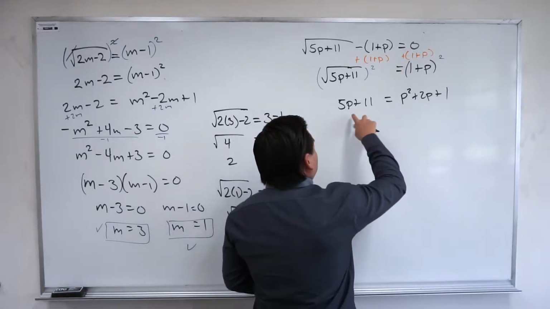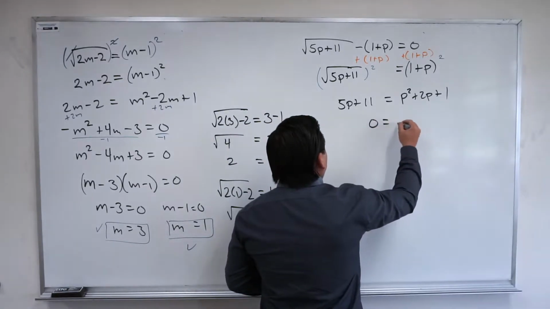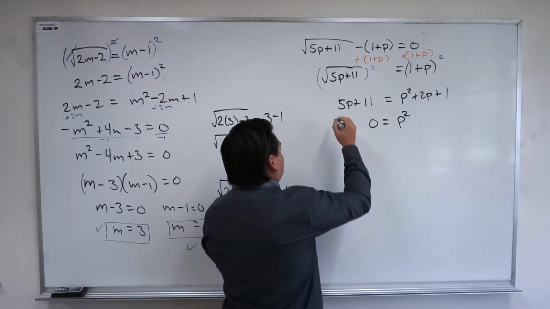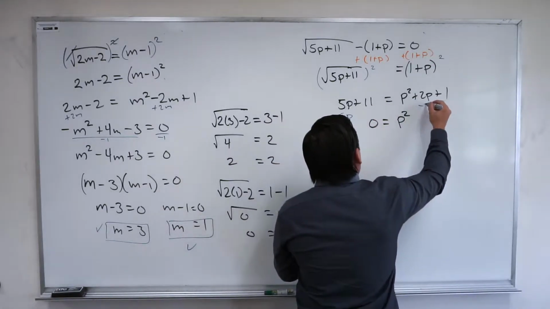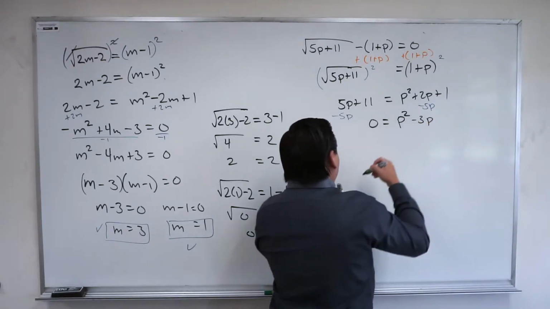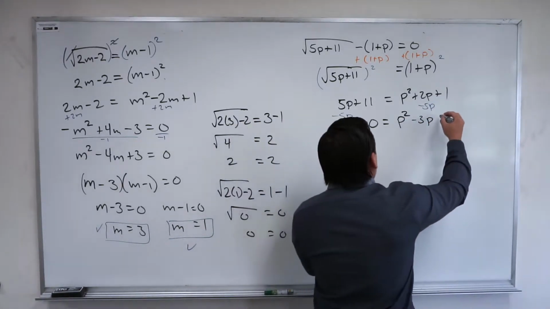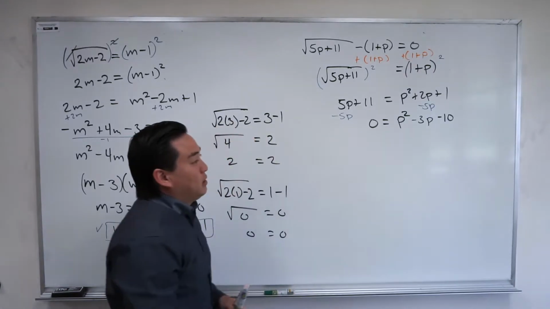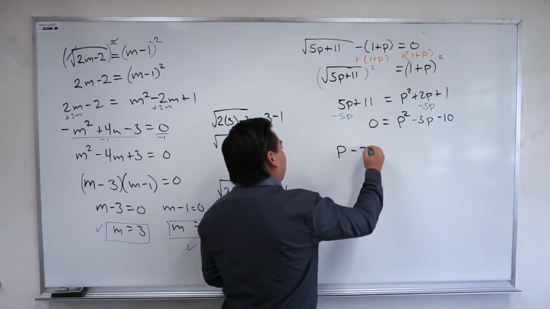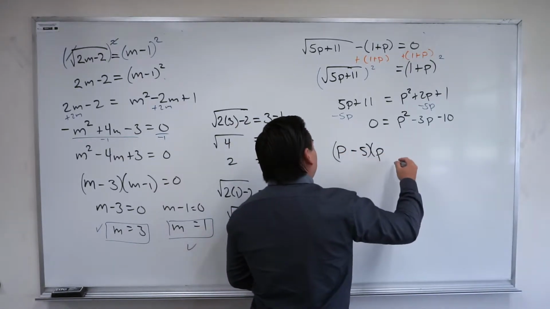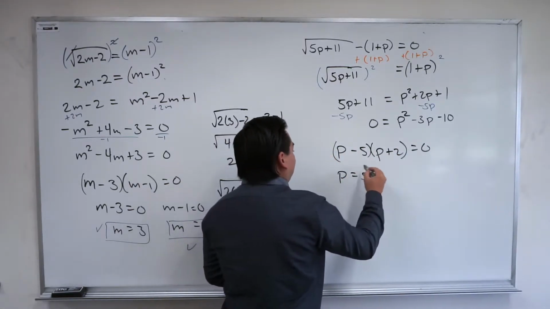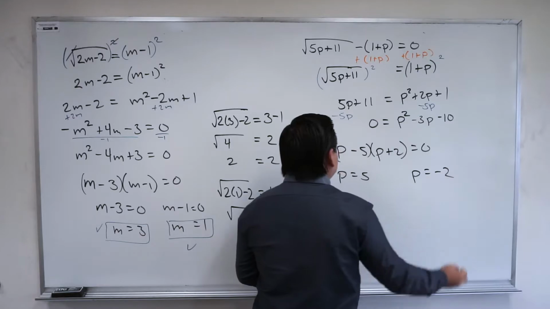And then solve. So I'm going to bring it over on the other side this time, just to show you that you can. If I subtract 5p, you get minus 3p. And then if I subtract 11 to both sides, I get minus 10. So the factors here are going to be p minus 5 times p plus 2 is 0. So here p is equal to 5, p is equal to negative 2.